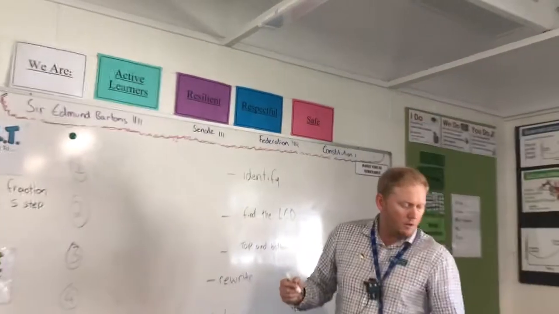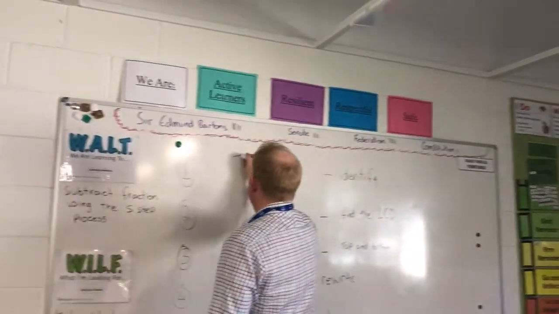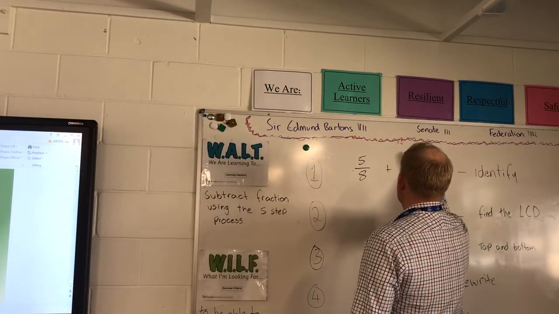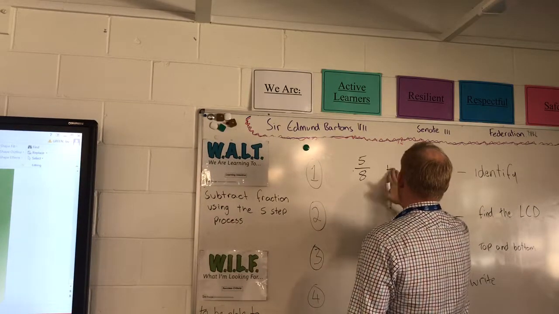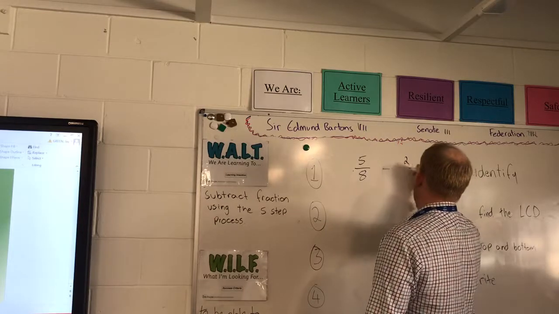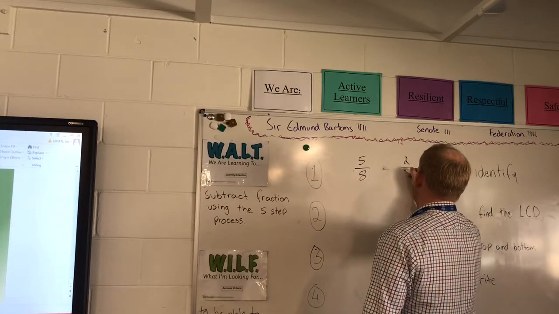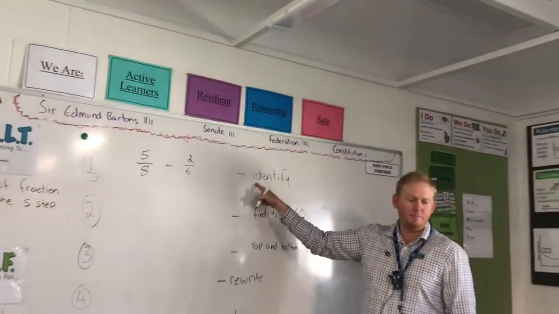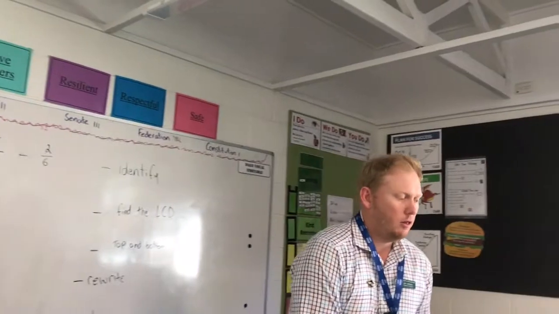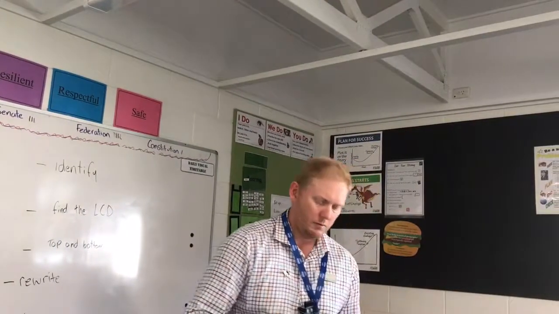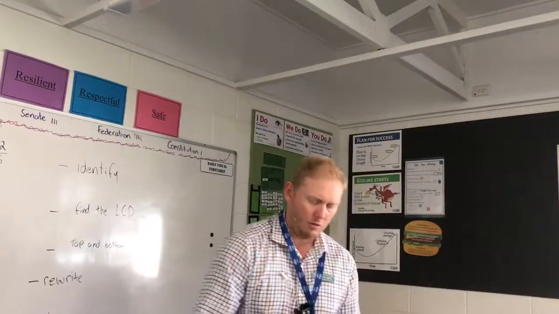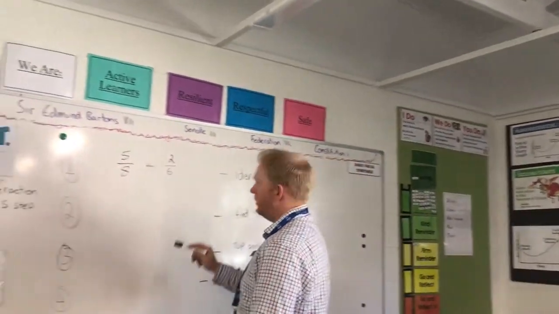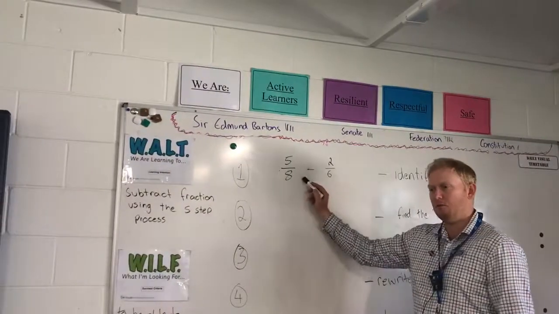All right. So we might do this one. 5/8 minus 2/6. We're doing subtracting. I need to identify. Let's see. Randomizer. Charlie's doing science. Jade, what do I need to identify? Do I need to find the lowest common denominator here? Are they the same denominator?